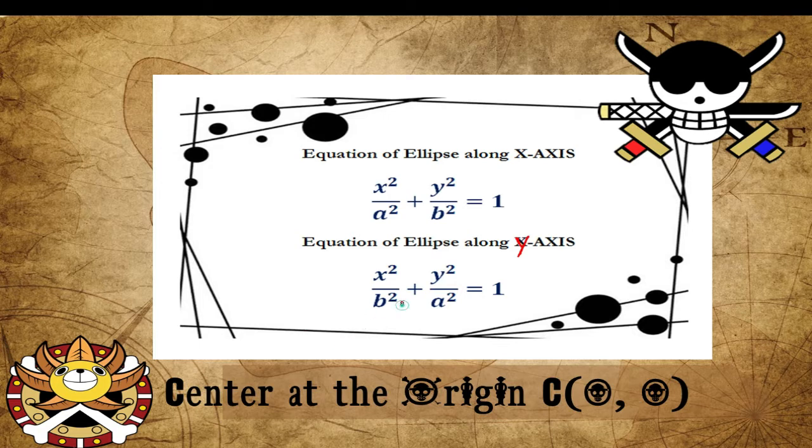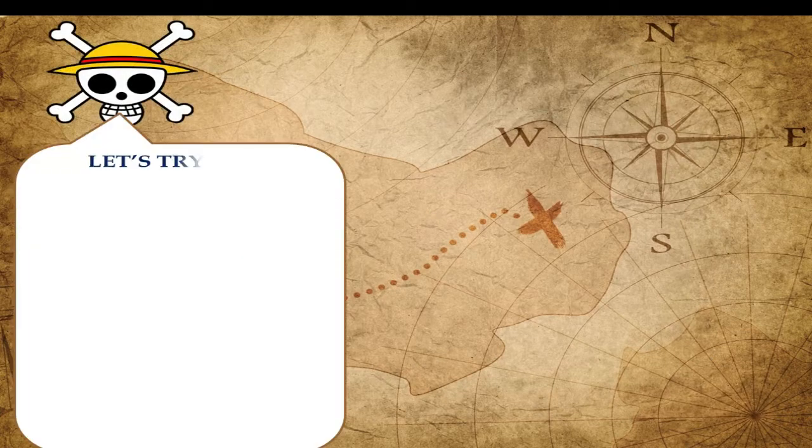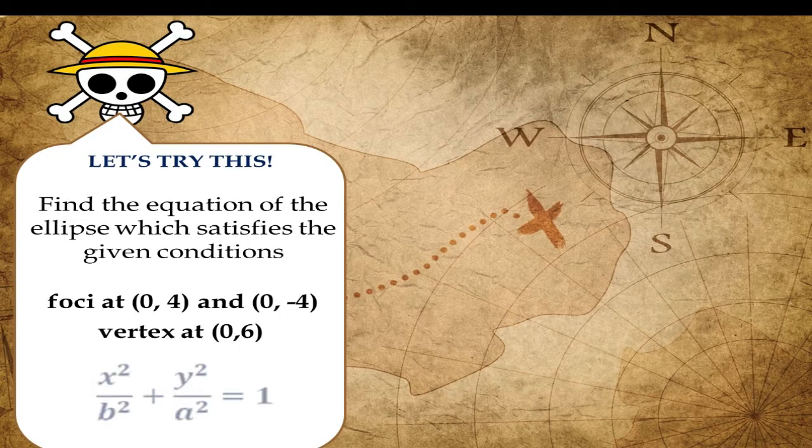Nag-change lang po ang b squared natin at a squared natin from the original x-axis as the major axis. Okay, remember those two equations. So, find the equation of the ellipse which satisfies the given condition.